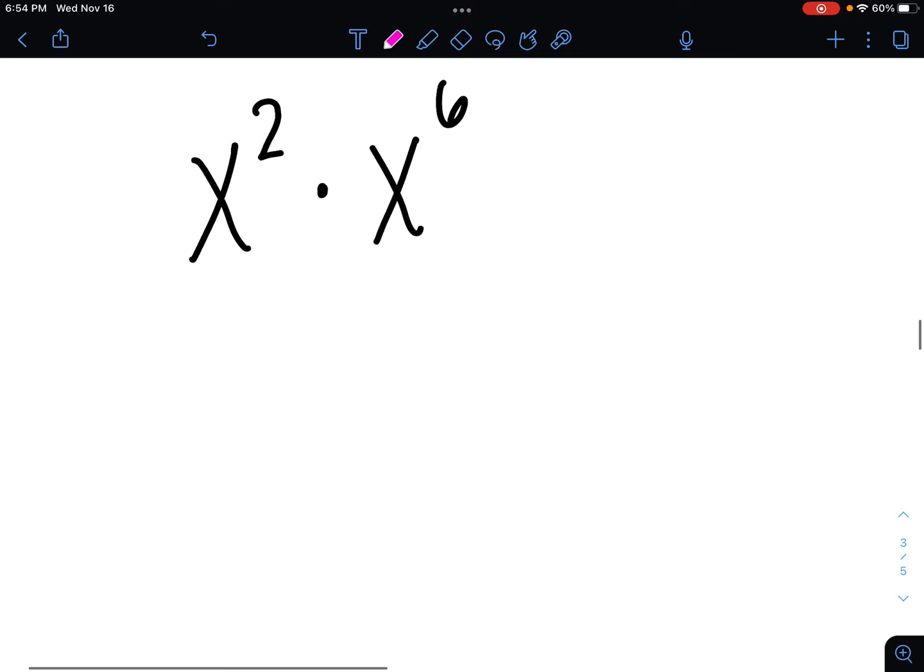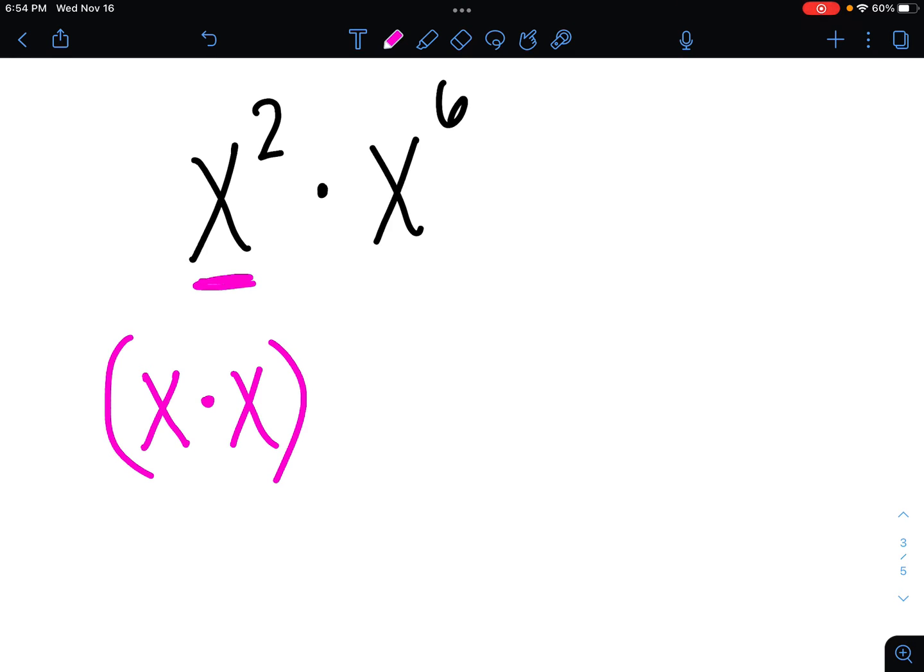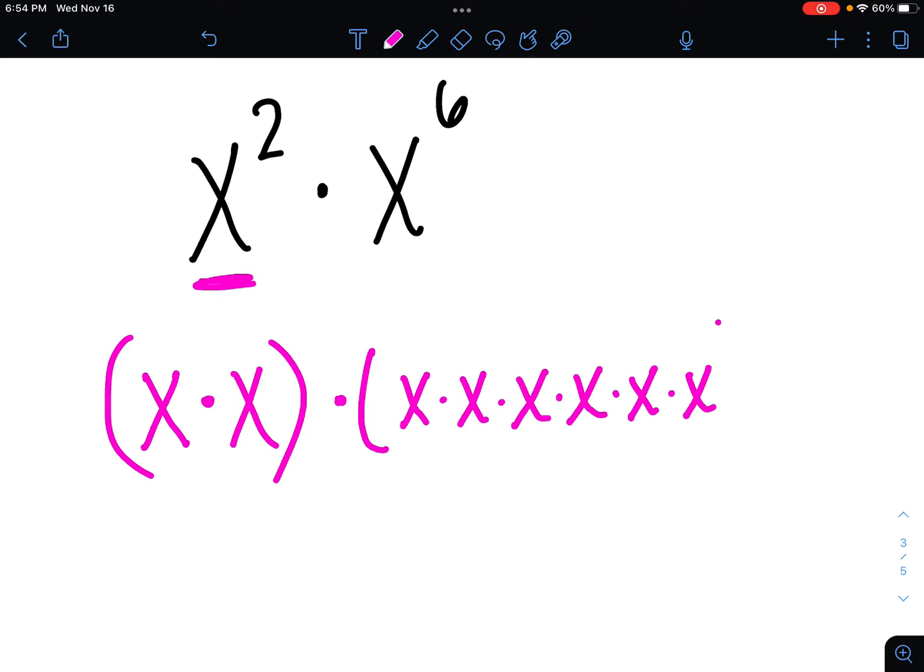So, what that really means, especially if we're thinking x to the second power, it really just means that we have x multiplied by x. We have two of them. So that's these ones here. And then we are multiplying by x to the sixth power. So times x times x times x times x times x and times x.